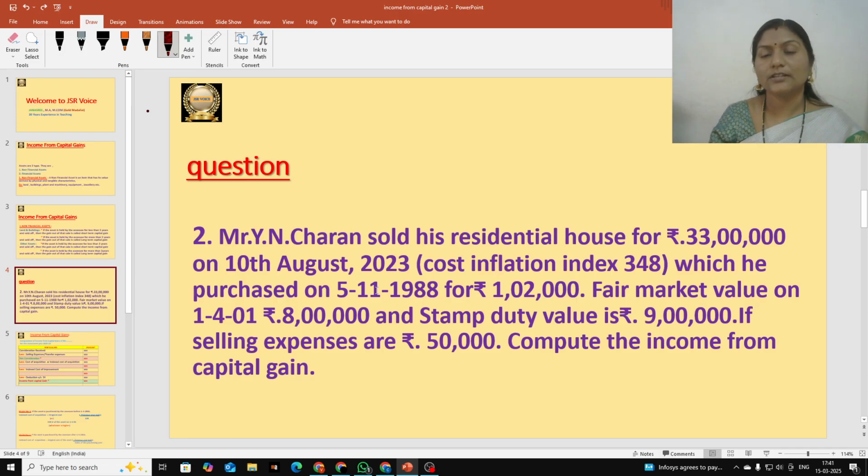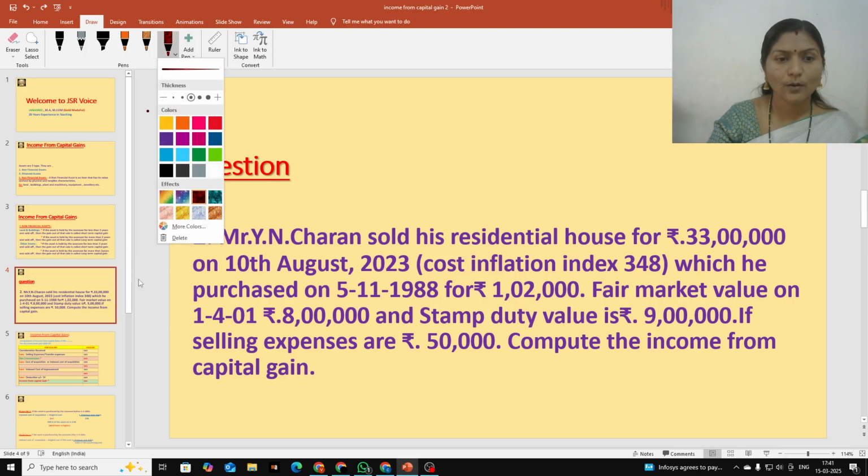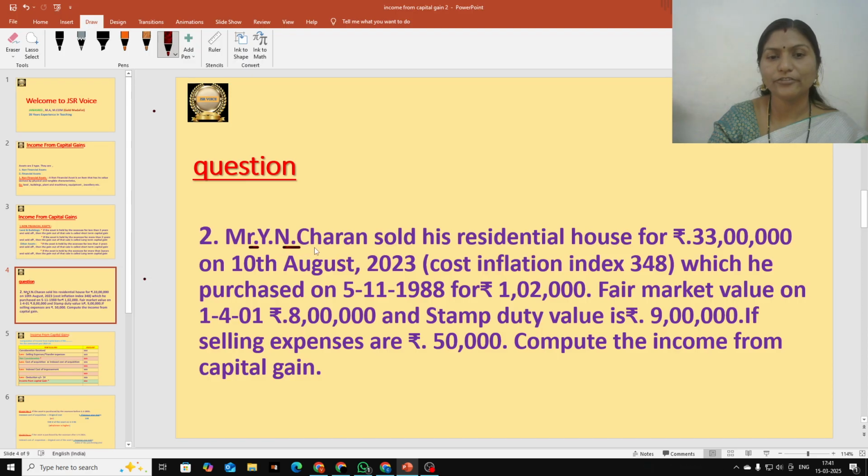So this is our question that we are going to discuss today. Mr. Y and Charan is the name of the assessee, and the assessee is selling his residential house for 33 lakhs. A house is nothing but a building, so a 2 years period should be taken into account for determining whether it is long term or short term. He is selling that asset for 33 lakhs on 10th August 2023.